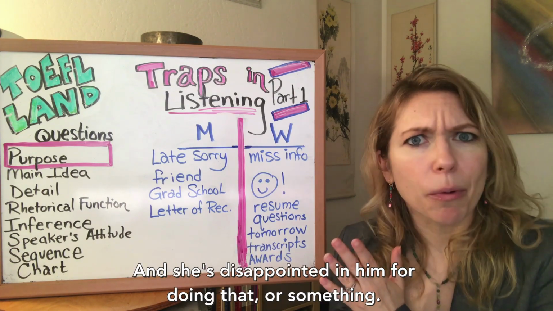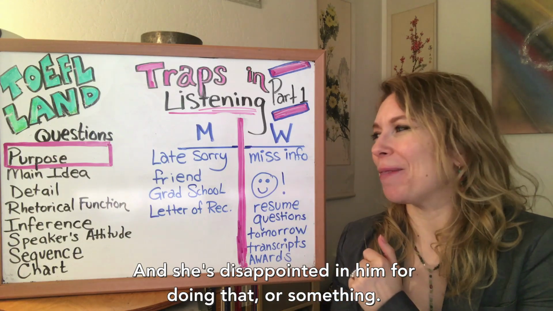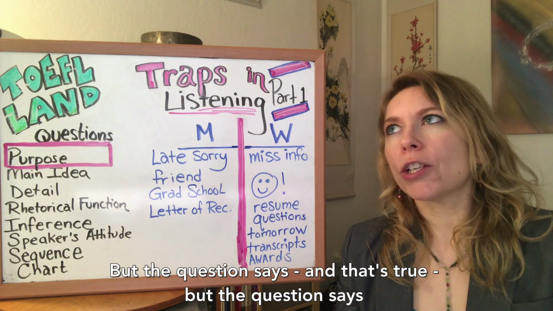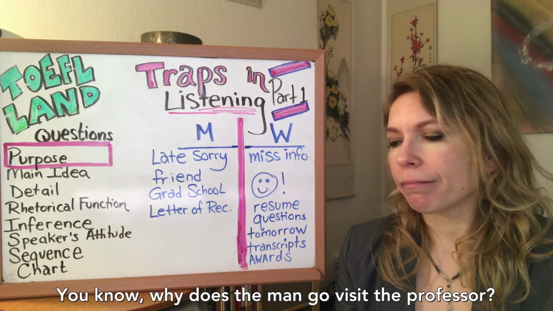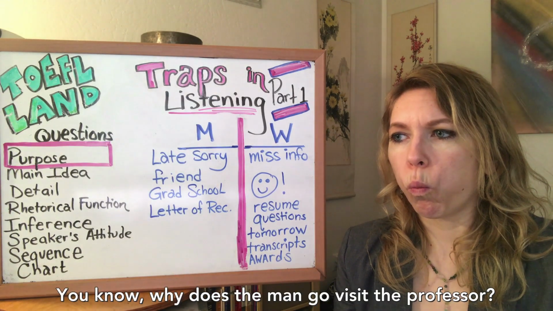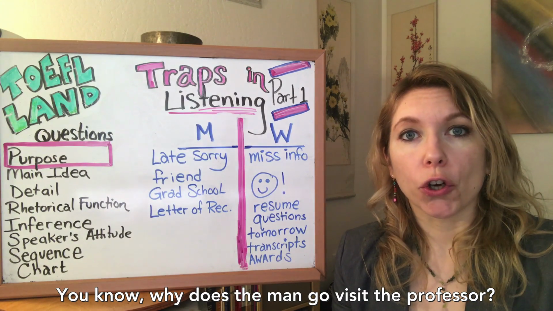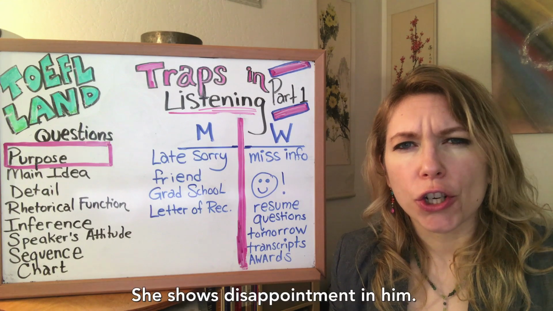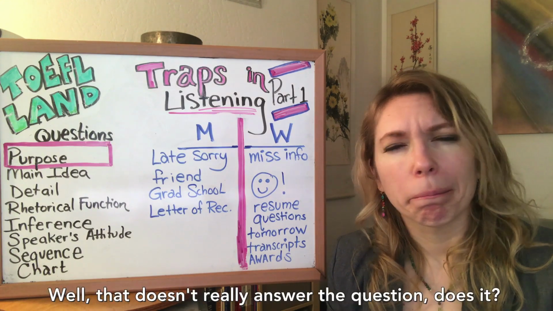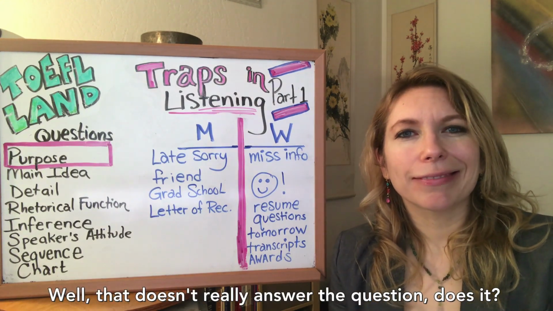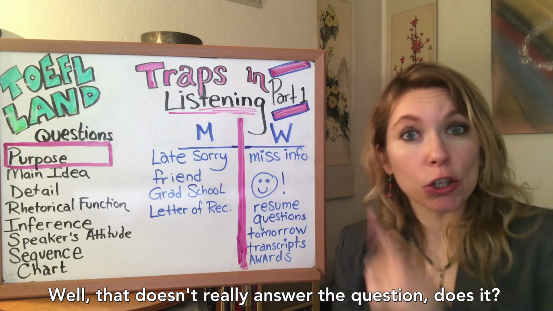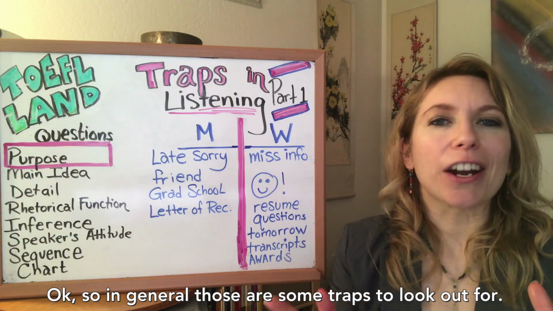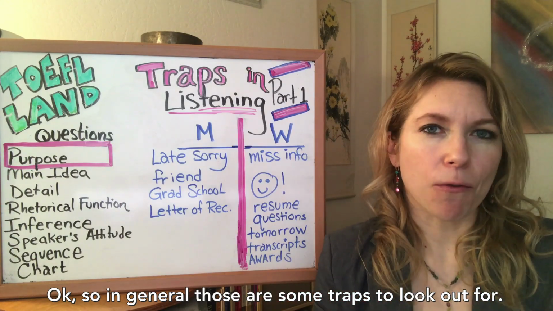And she's disappointed in him for doing that or something. But the question says, and that's true, but the question says, why does the man go visit the professor? She shows disappointment at him. Well, that doesn't really answer the question, does it? It's true, but it doesn't answer the question, okay? So in general, those are some traps to look out for.